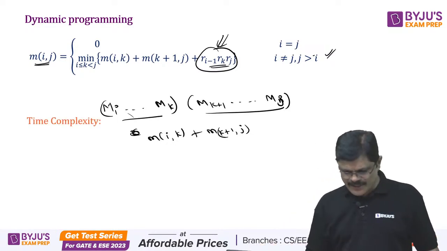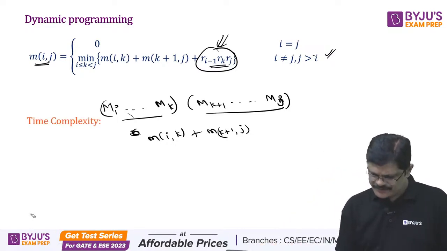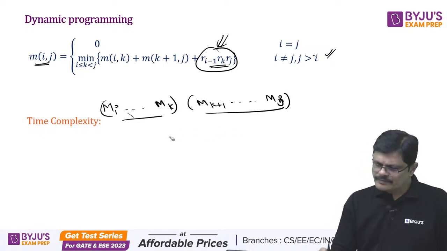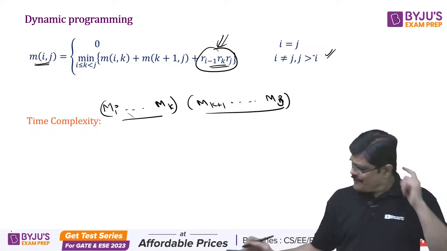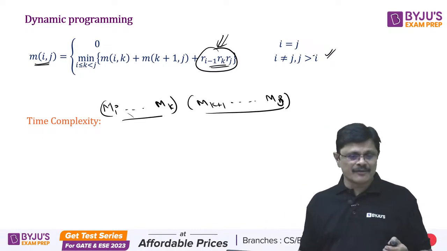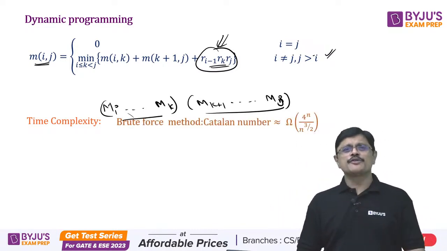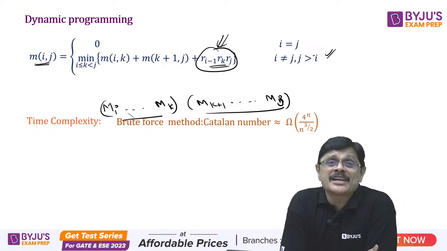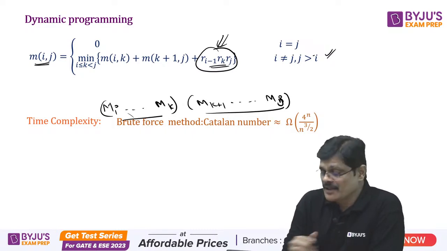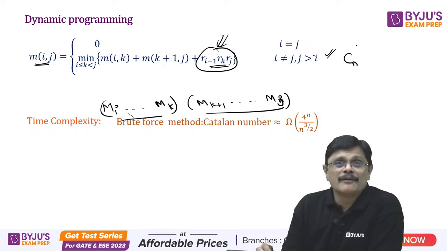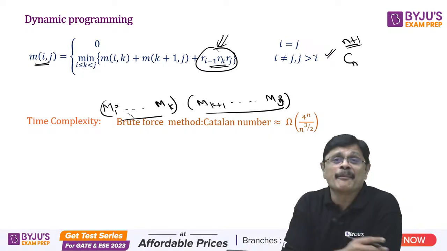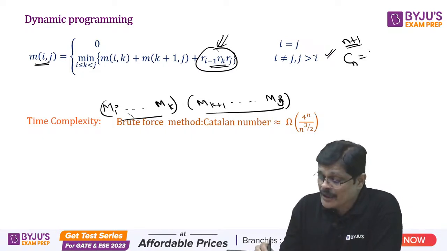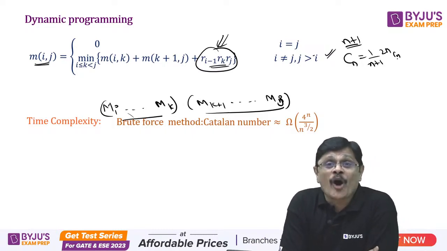And if you see the time complexity, let me clear this. The advantage of dynamic programming, you will try to understand here. Suppose if you use the brute force method, the number of multiplication orderings possible for n plus 1 matrices is given by Catalan number. When you are having n plus 1 matrices, the number of multiplication orderings is given by Catalan number, which is 1 by n plus 1 into 2n choose n. So this many orders you have to consider.